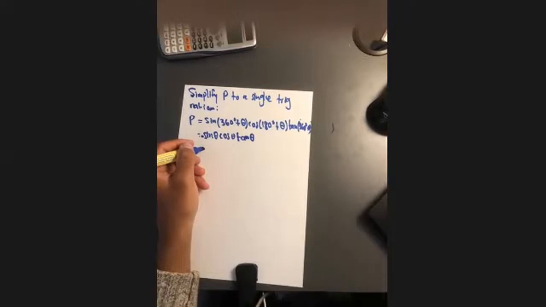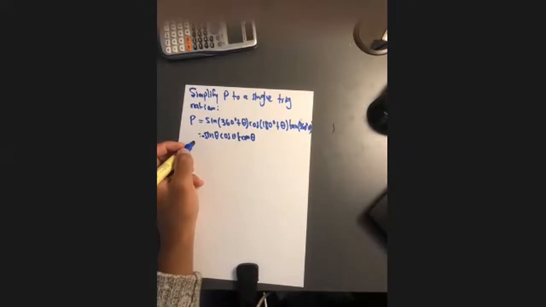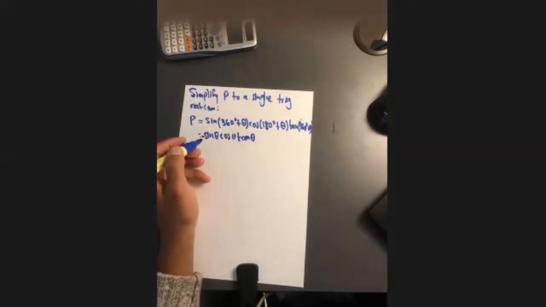Now let us look if we answer the question or not. They said to simplify P to a single trigonometric ratio. Is this a single trigonometric ratio? I believe not. So now we are going to work at it in such a way that we can ultimately find a single trigonometric ratio. There are 3 trigonometric ratios, so they're certainly not single.